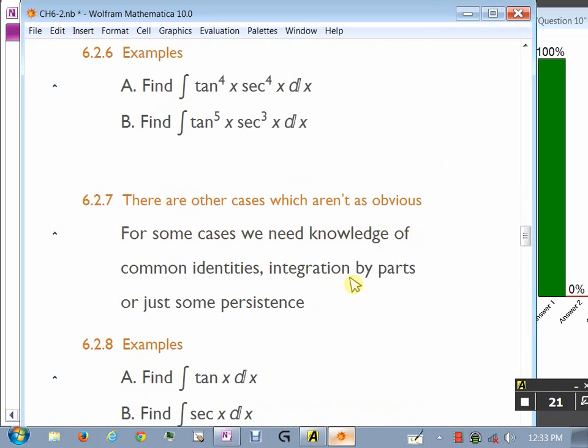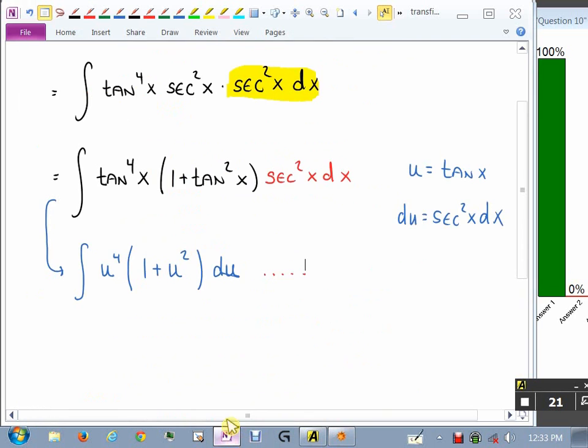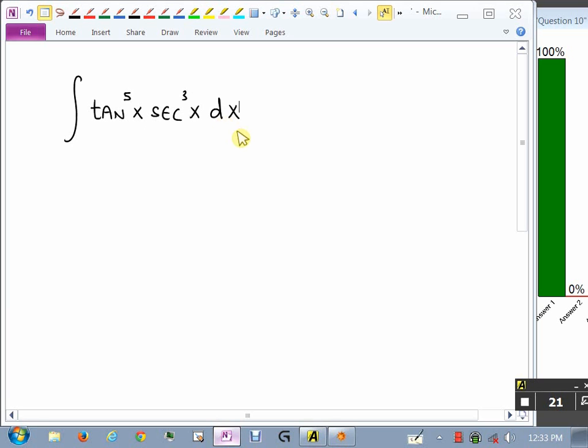So for this one, tan to the fifth secant cubed. What is the attack on this, according to what the note said? Tan is odd. So what does it tell you to do? Factor out a secant x tangent x. So 1 secant x and 1 tangent x get factored out. So that'll leave me with tan to the fourth.